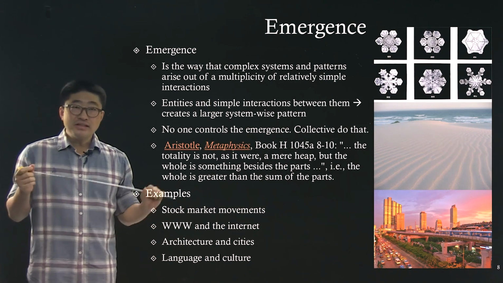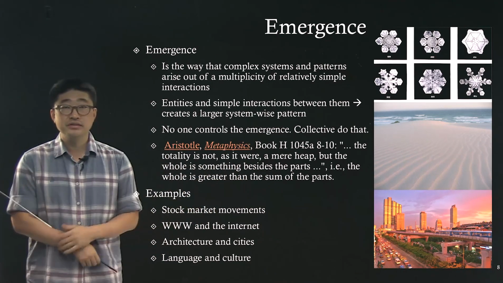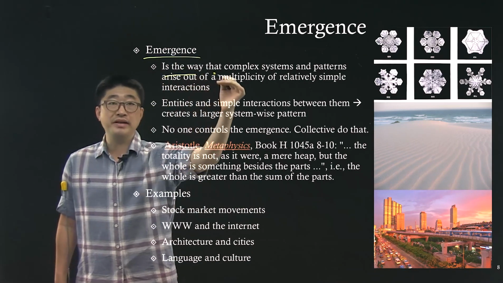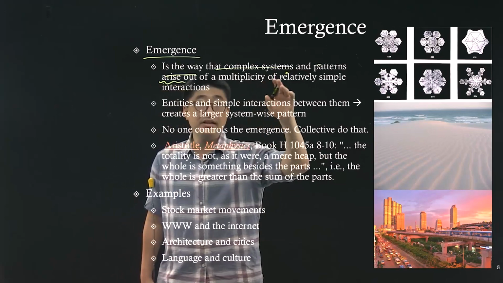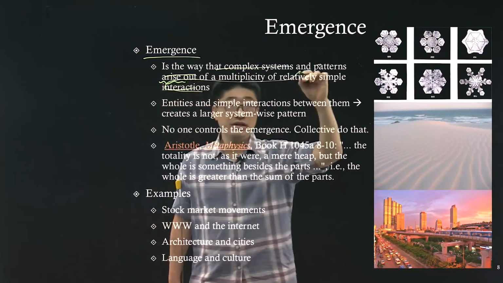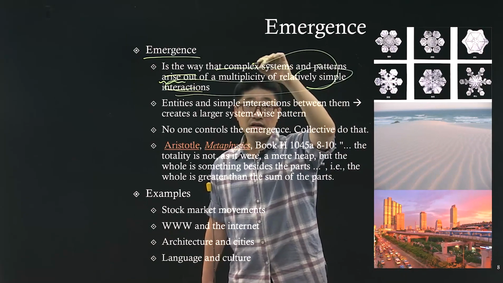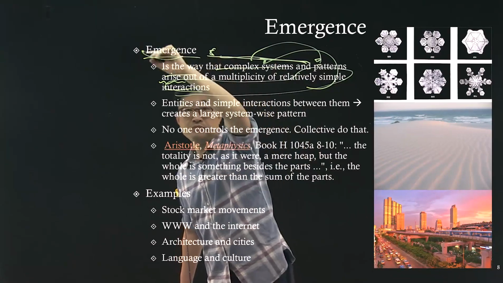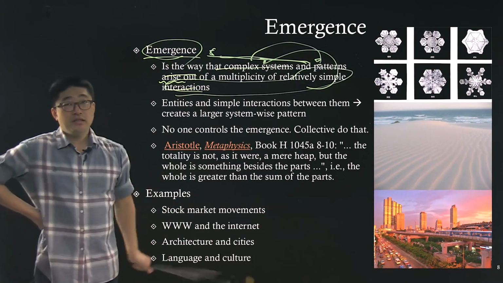So now we discussed the concept of complexity, and now we are going to turn ourselves to the concept of emergence. Okay? Emergence is the way that complex systems and patterns arise out of a multiplicity of relatively simple interactions. So here we have relatively simple interactions. Okay? This creates what? Complexity. And complexity creates what? Patterns. And these patterns are going to be the emergence. Okay? And this emergence is common.